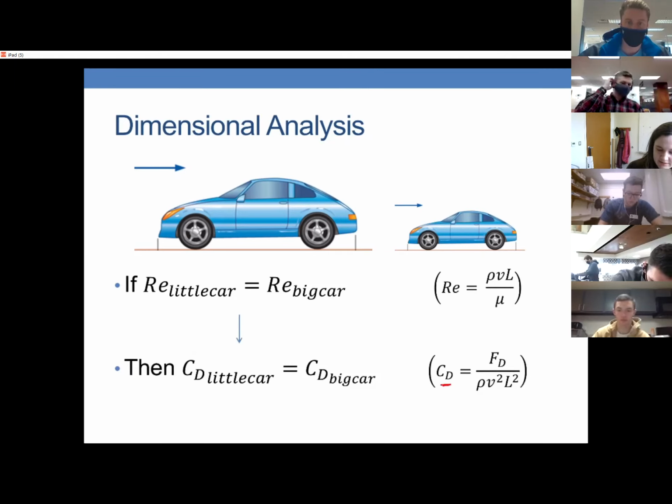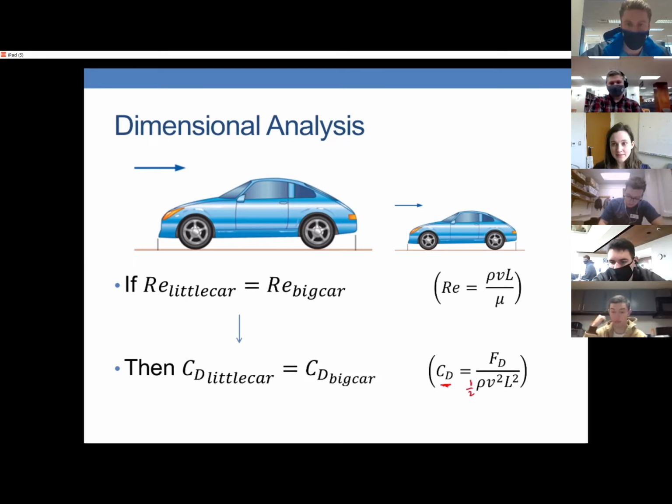I'm going to call this CD for drag coefficient. Sometimes people will put a little 1/2 in for drag coefficient, like right down there. So sometimes you'll see it defined that way. In this case, the way we're doing this, it doesn't matter. So we'll just do it like this.